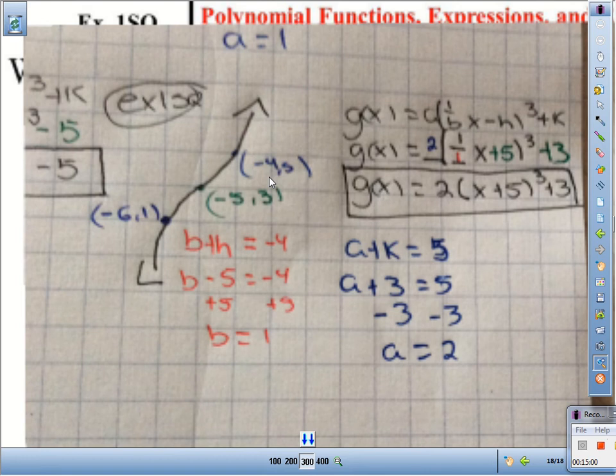So for this next one, which one am I going to ask it to use? The bottom one. So what would be this one? Negative b plus h and negative a plus k. That's the only difference. But we should be able to get the same equation at the end. Okay? All right, here we go.